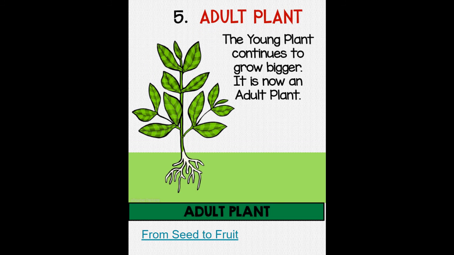Finally, we have the adult plant. The adult plant has all those big, beautiful leaves. A lot of times, if it is a tree or some kind of flower or vegetable, a flower will start to grow on this plant. And from the flower, we get the vegetables and fruits that we like to eat.